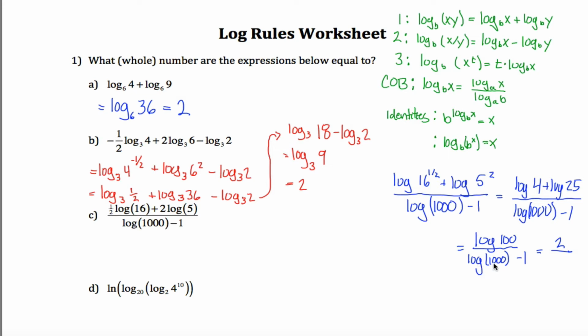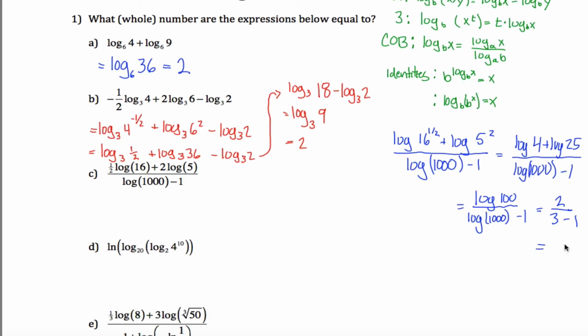Similarly, 10 to the third power is 1,000, so the log of 1,000 is just equal to 3. And 3 minus 1 is 2, and 2 divided by 2 is just 1. So I guess my final answer for this one here would just be 1.